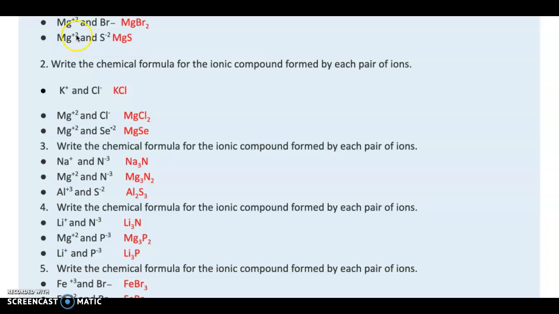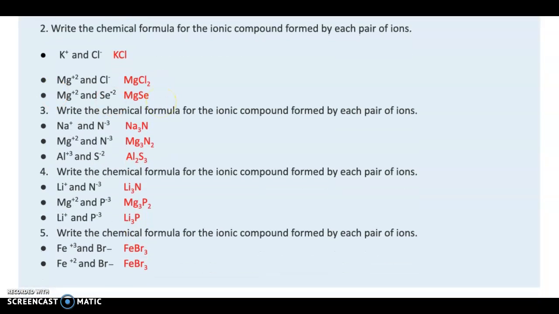Next one is about magnesium +2 and sulfur -2. So one has +2 and the other one has -2. Both of them have number 2. Another thing, when 2 of the ions have the same numbers, we do not write them. They will cancel out. So you're just simplifying your formula. So when you see 2 identical numbers, you do not write it. You just write magnesium sulfide, MgS.